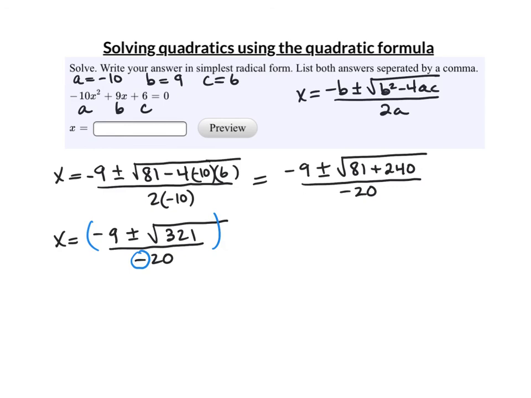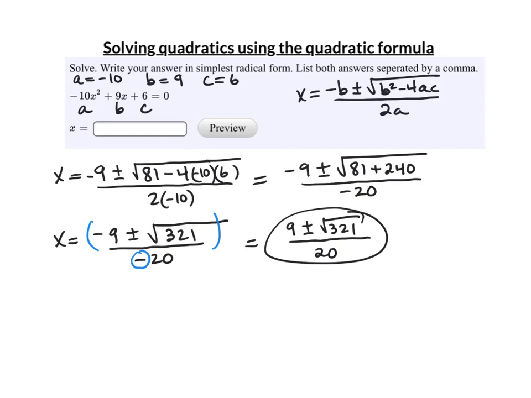But I'm going to do what I would normally do in class, which is I'm going to take the negative off the bottom and distribute it through the top. So when I distribute it through the top, negative 9 becomes 9, the plus becomes a minus, and the minus becomes a plus. The two signs change, but it's still plus or minus. So these two answers are equivalent. And this is a little bit cleaner answer. That's the answer I would prefer.